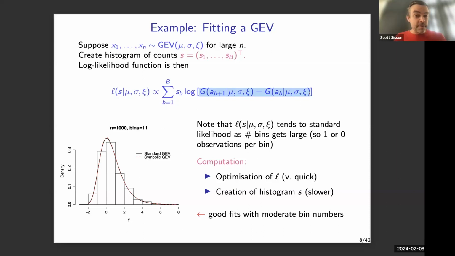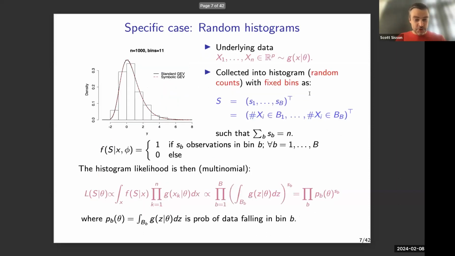Now, why would we think this would be a good idea in the first place? Going back to here and making this clear, our original likelihood, this term here, has n components. So if we have 100 trillion data points, this likelihood has 100 trillion terms in it. Whereas this likelihood, the one at the very end based on the histogram, only has number of bins terms in it.